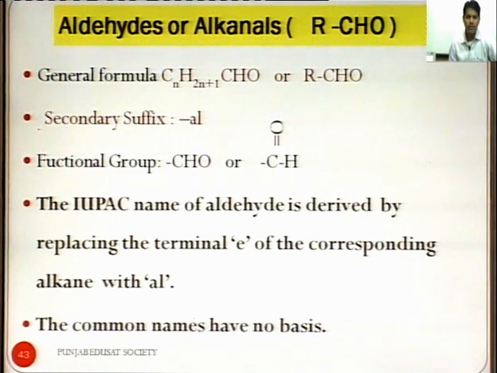Aldehydes or alkanals. The general formula is CnH2n+1 CHO or R-CHO. The secondary suffix is al. The functional group is CHO. The IUPAC name of an aldehyde is derived by replacing the terminal e of the corresponding alkane with al. Common names have no basis.